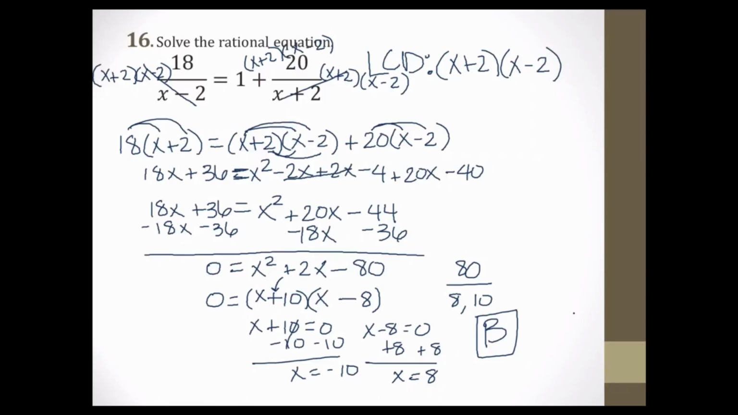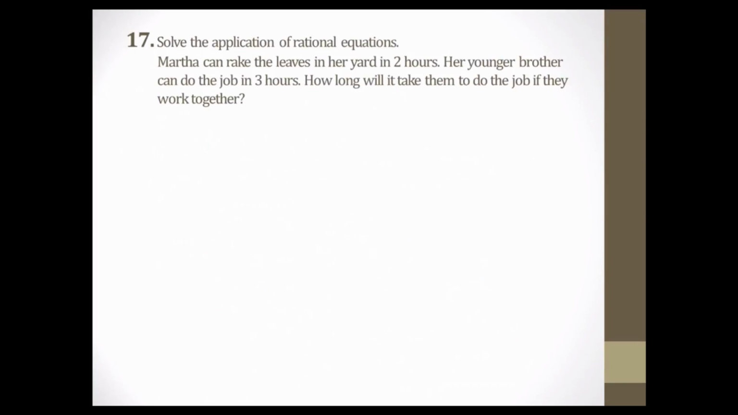Okay, so number 17, solve the application of rational equations. So Martha can rake the leaves in her yard for 2 hours. Her younger brother can do the job in 3 hours. How long will it take them to do the job if they work together? So Martha can rake the leaves in her yard in 2 hours. So that means that she can rake half of the yard in 1 hour, plus her younger brother can do it in 3 hours. So that means he can do 1/3 of the yard in 1 hour.